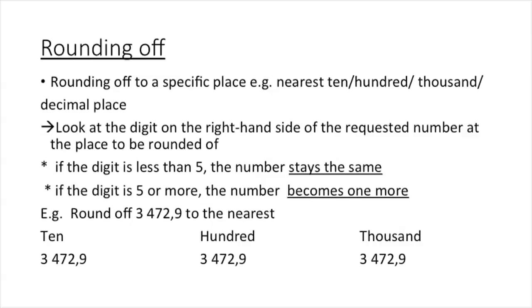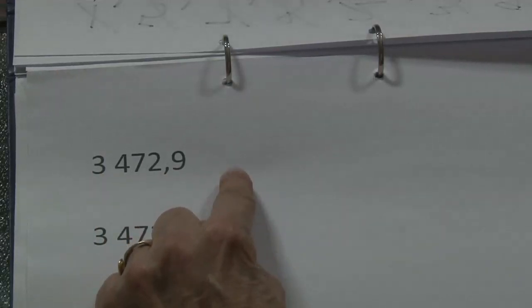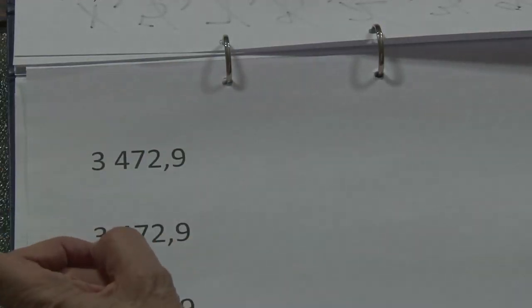You will remember your 3 M's, mean, mode, and median. Also easy marks. Rounding off. There's a specific method that I always use when I teach learners, students to round off. Say for instance they give me a number and they say round off 3,472,9 to the nearest 10.